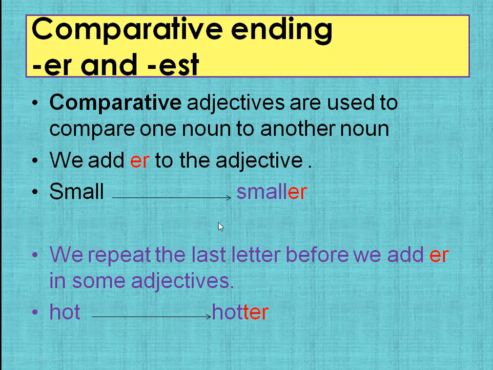Small, smaller. You have to pay attention that we repeat the last letter before we add ER in some adjectives. Hot will be hotter. Here, as I told you with the endings ED and ING, it is the same thing. I repeat the last letter before I add the ending.